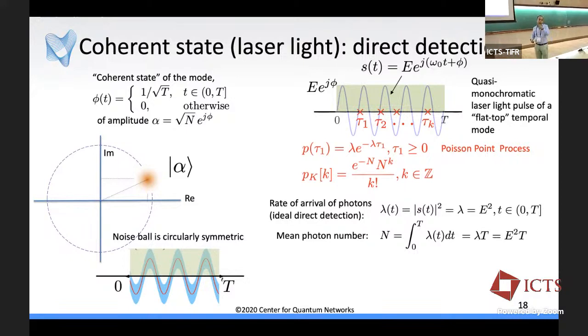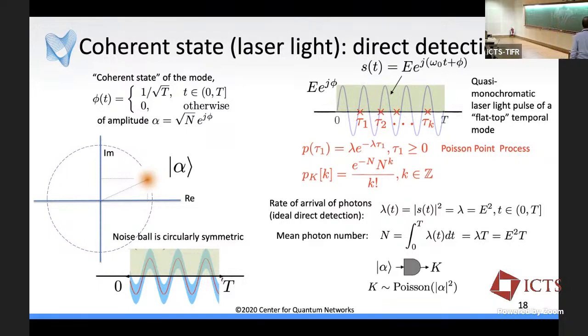As you can see with the Poisson point process, your rate of arrival is driven by the squared intensity in photon units of the coherent state, but it's a random process. Meaning if I were to prepare identical laser light pulses and did this experiment, each time I'll get a different click pattern, but each time the click pattern will come from that Poisson point process. So oftentimes I'm going to use this notation: a coherent state alpha going into a detector, generating a random variable that has a Poisson distribution with a mean magnitude alpha squared.